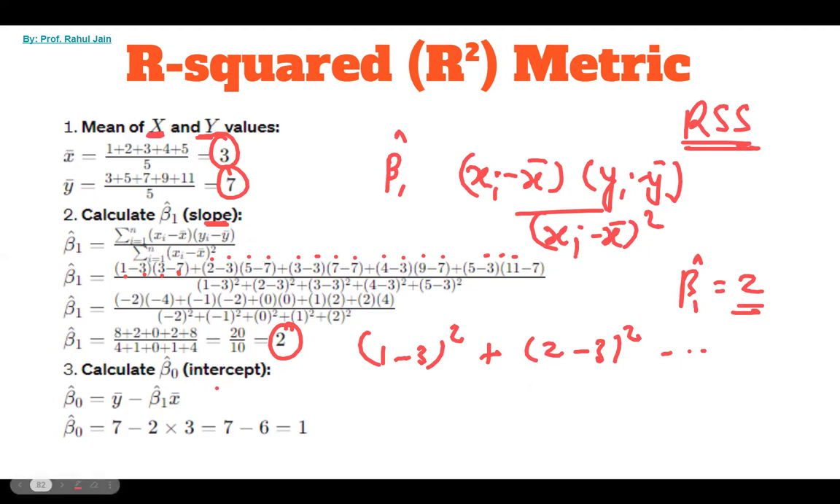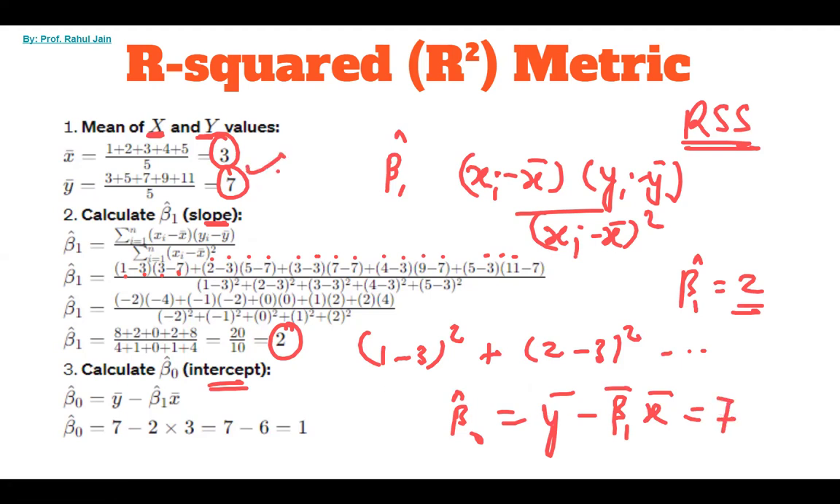Now similarly we need to calculate the intercept as well, that is beta naught. Beta naught is the intercept, and the equation is y bar, that is the mean, minus beta 1 x bar. You know the mean value of y is 7. So 7 minus beta 1, already calculated as 2, into the mean value of x, which is 3. So ultimately the intercept we are getting is 1. So beta naught, that is the intercept, is 1 and the slope value is 2.